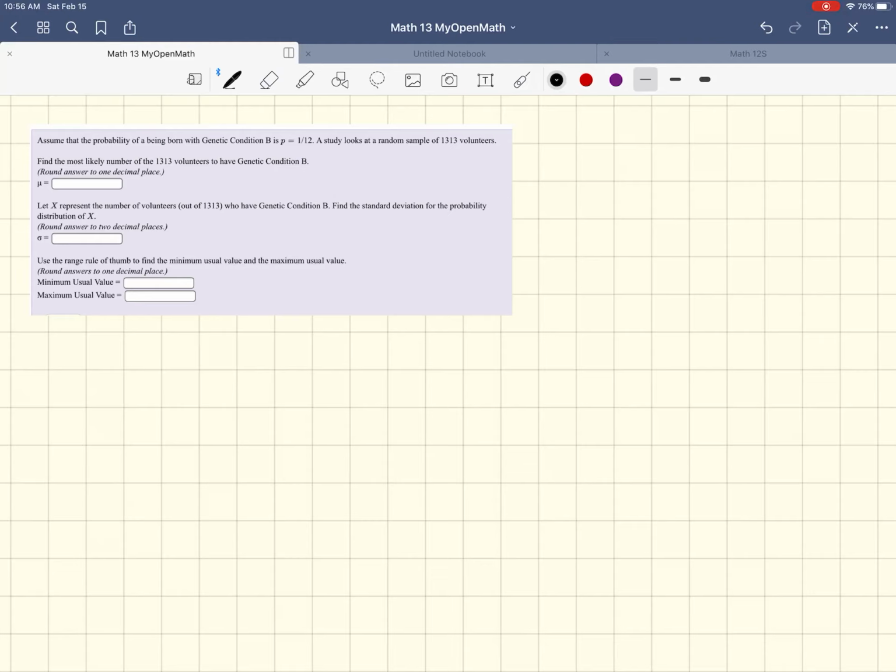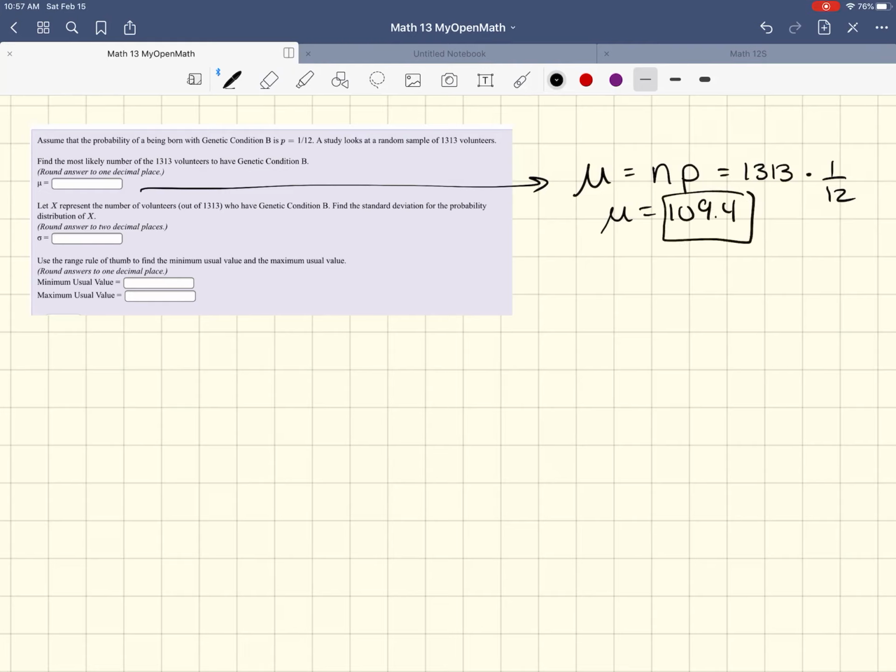Well, you either have genetic condition B or you don't. So this is a binomial probability distribution, which is lovely. Remember, we're going to find the mean using the shortcut formula np, the number of total volunteers times the probability that they have the condition. So that will be 1,313 times 1/12. And when we do that, we get that the mean is equal to 109.4, rounded to 1 decimal place.